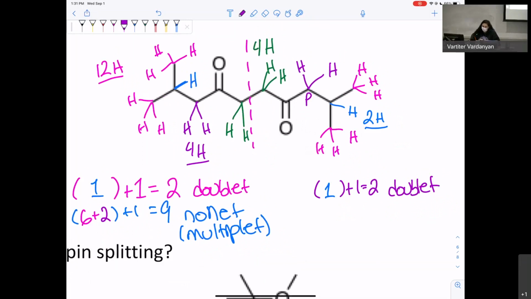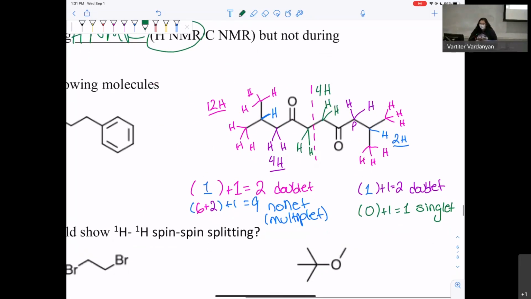Green. So the green hydrogen has how many neighbors? 0. Plus 1 equals 1, which is a singlet. Cool. All right. Any questions on what we've done thus far? Yes.